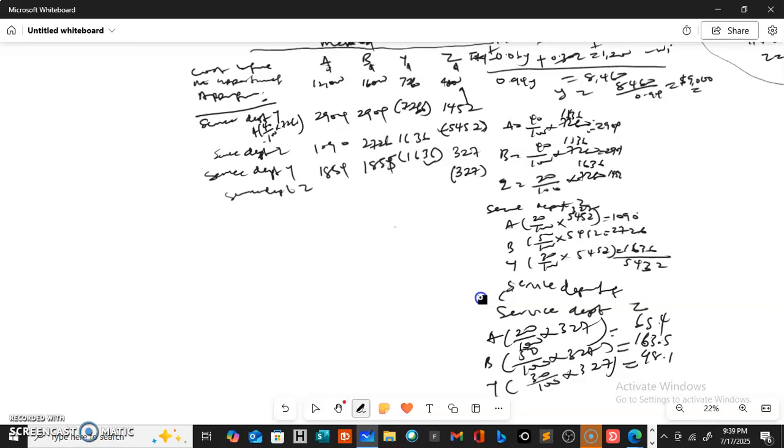The next thing is to place the figures here. For A, we have 65 approximately. For B, we have 164 approximately, and for service department Y, we have a share of 98, meaning that we have 98 left in Y to apportion. So we go ahead and say service department Y. Let us apportion these two.